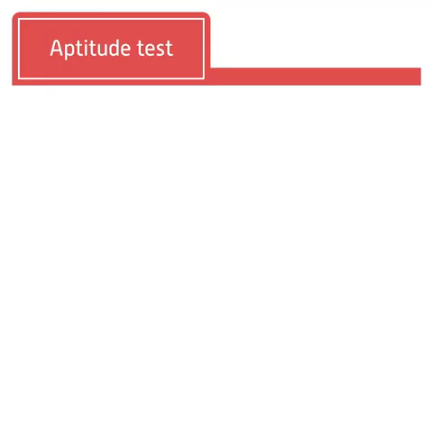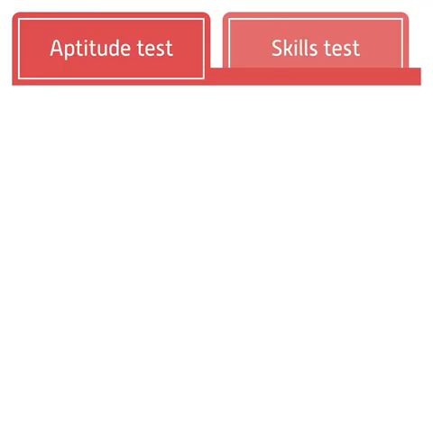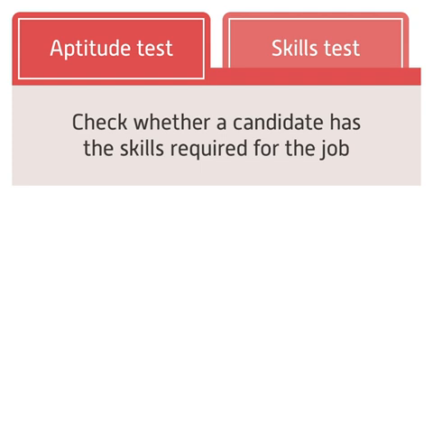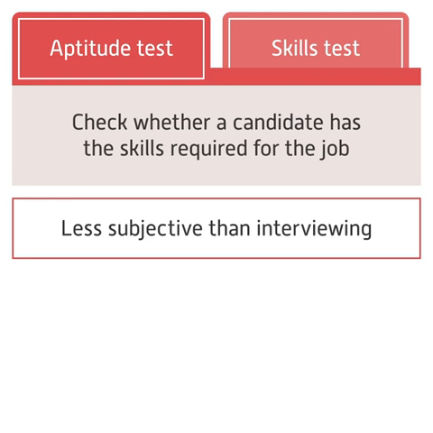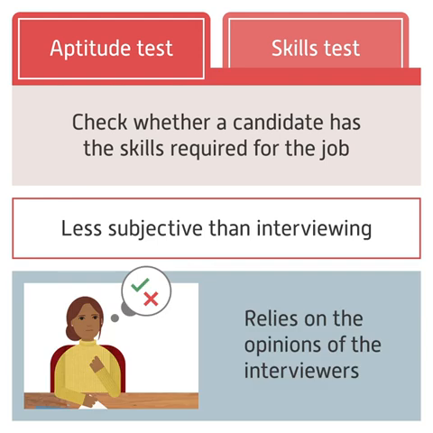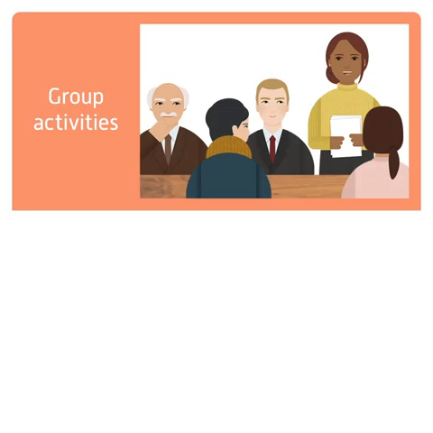An aptitude test or skills test allows employers to check whether a candidate has the skills required for the job. This is a less subjective method of selection than interviewing, which relies more on the opinions of the interviewers, who might not all agree. Some employers use group activities as part of the selection process.